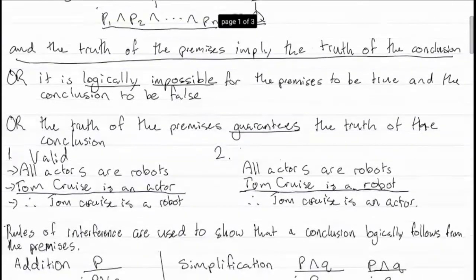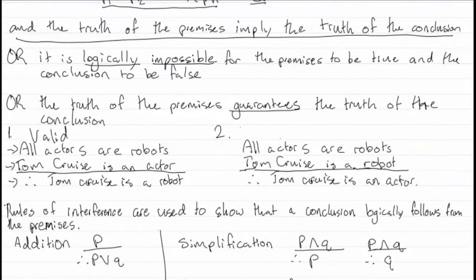Let's take a quick look at a couple of examples of arguments. Right here we have the argument: all actors are robots. Tom Cruise is an actor, therefore Tom Cruise is a robot. These are your two premises, and this is your conclusion. Now this is a valid statement. Why? Because it's saying here that all actors specifically are robots. And since Tom Cruise is an actor, that means Tom Cruise is in fact a robot.